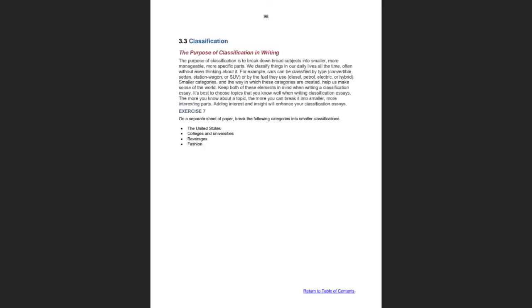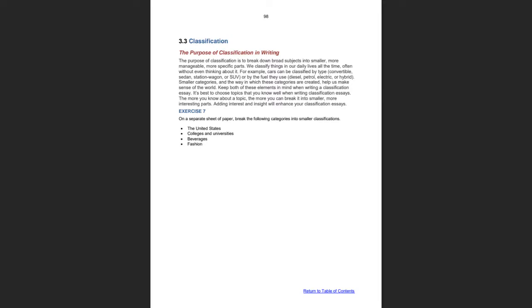All right, just as we did last time, we will take a look at chapter 3.3, classification, sometimes called classification and division. So, the purpose of classification in writing. The purpose of classification is to break down broad subjects into smaller, more manageable, more specific parts. We classify things in our daily lives all the time, often without even thinking about it. For example, cars can be classified by type: convertible, sedan, station wagon, or SUV, or by the fuel that they use: diesel, petrol, electric, or hybrid.